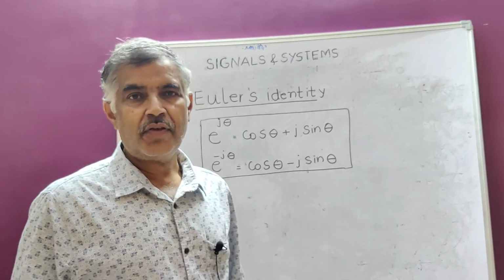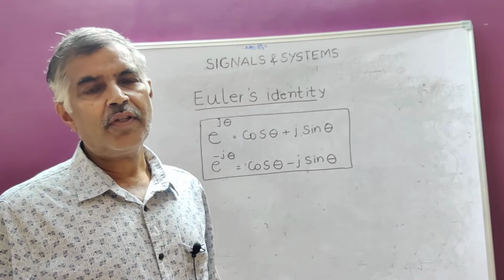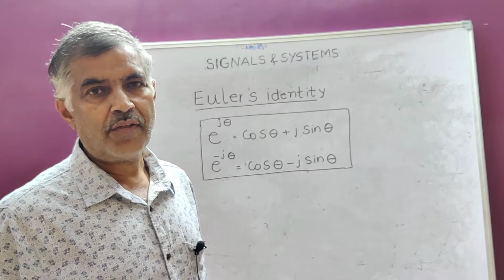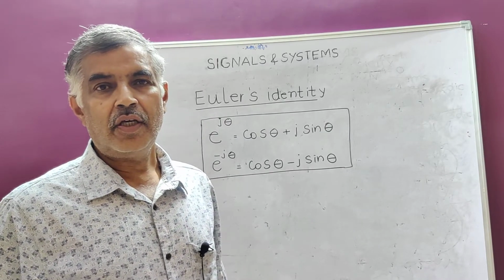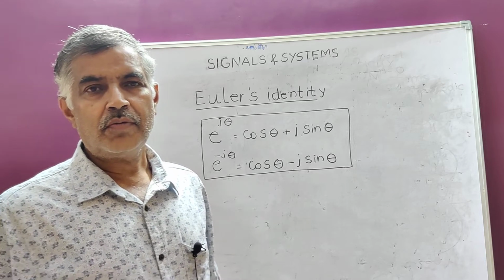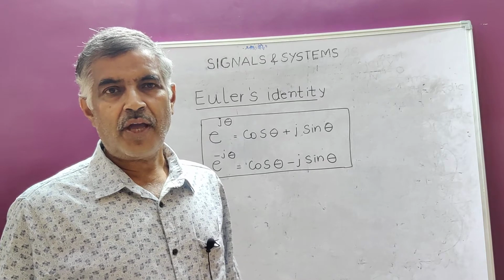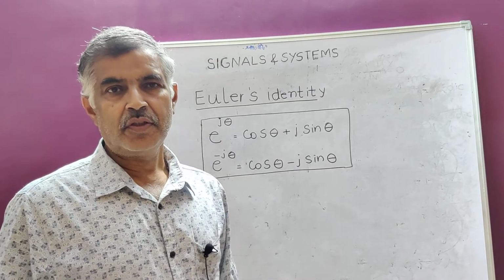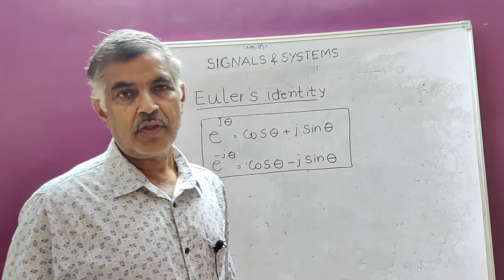And yesterday I was solving problems on periodicity. While solving one of the problems on periodicity, we came across what is known as Euler's identity. It is a very useful relationship, so one must know what Euler's identity is. So I am devoting this lecture exclusively for diploma students for them to understand this Euler's identity.